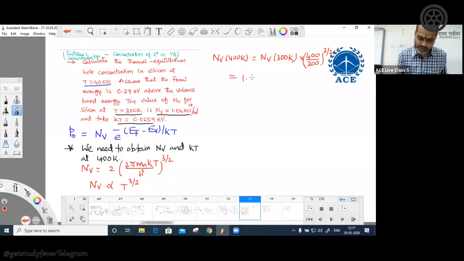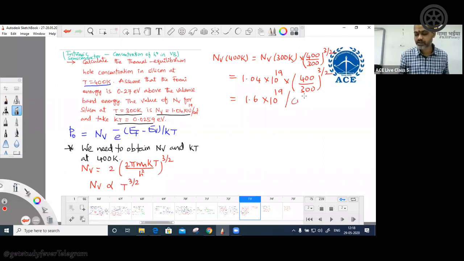Now NV at 300 is 1.04 into 10 power 19, into (400 by 300) whole power 3 by 2. So you calculate this value. This will give 1.6 into 10 power 19. What are the units? Per centimeter cube. Okay, hope I am clear.